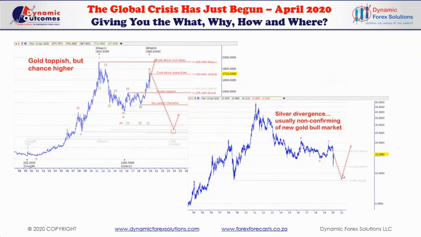But too, we see a divergence between silver and gold in terms of this area here, which is usually non-confirming of a new gold bull market. So we're not saying that this is going to happen, but these are the things we look at, but obviously we need to look at actual levels here to confirm whether we are actually in a new bull market, or whether we will head lower.